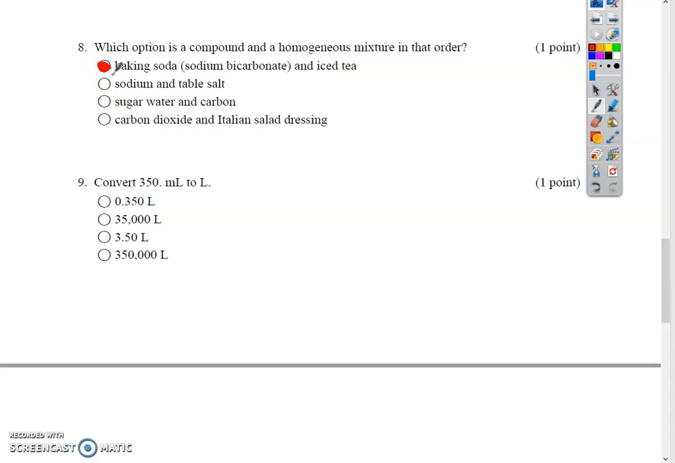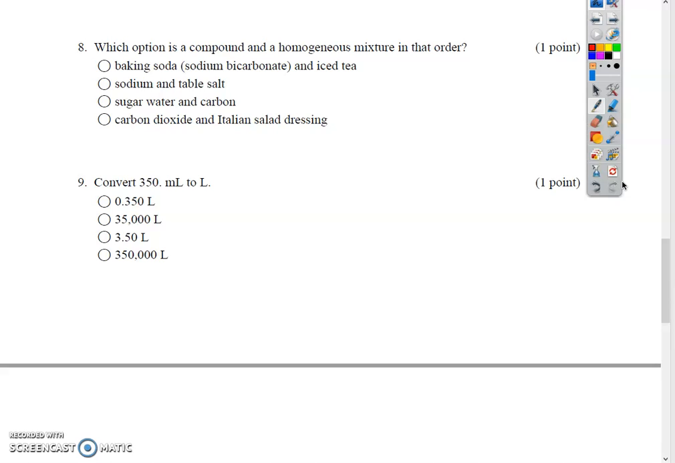If we look at the other examples, just to make sure, sodium is an element, and table salt is sodium chloride. All right, so that ends up falling under that compound. Sugar water, assuming it's all dissolved, is homogeneous. Carbon is an element, so that's not it. Now, carbon dioxide is a compound, but it was asking us for a homogeneous mixture. An Italian salad dressing is not homogeneous. That is something where you would see the layers separate. You would probably see the spices and stuff like that in there. You could tell that there's more than one thing in there, so that is heterogeneous.